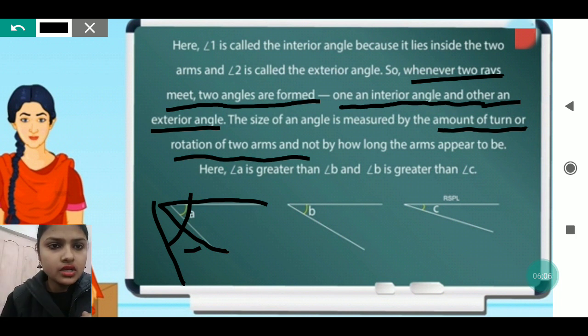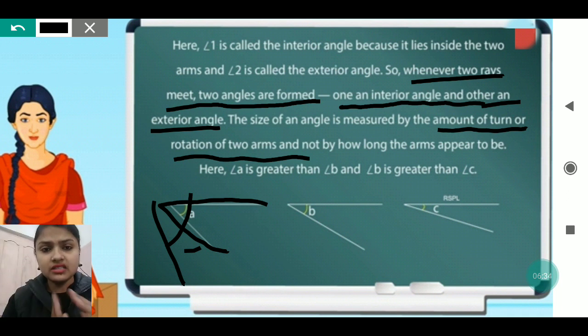Here, angle A is greater than angle B and angle B is greater than angle C. When three figures are given like this, you can observe by seeing the arcs and the arms how much it is being stretched, how much it is being turned and rotated, and with the help of that, you can write which angle measurement will be more.